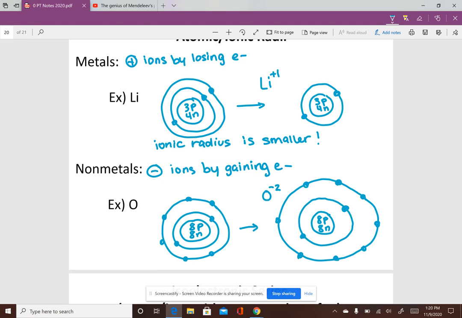Yes, the number of shells remains 2, but when you add electrons to your outer shell, the shells are going to spread out. Why? Because electrons repel one another. Negative particles do not like to be near each other. So if you're going to add more negative particles, those electron shells are going to try to spread out. They're going to push apart. So for nonmetals, the ionic radius is bigger than the atom.